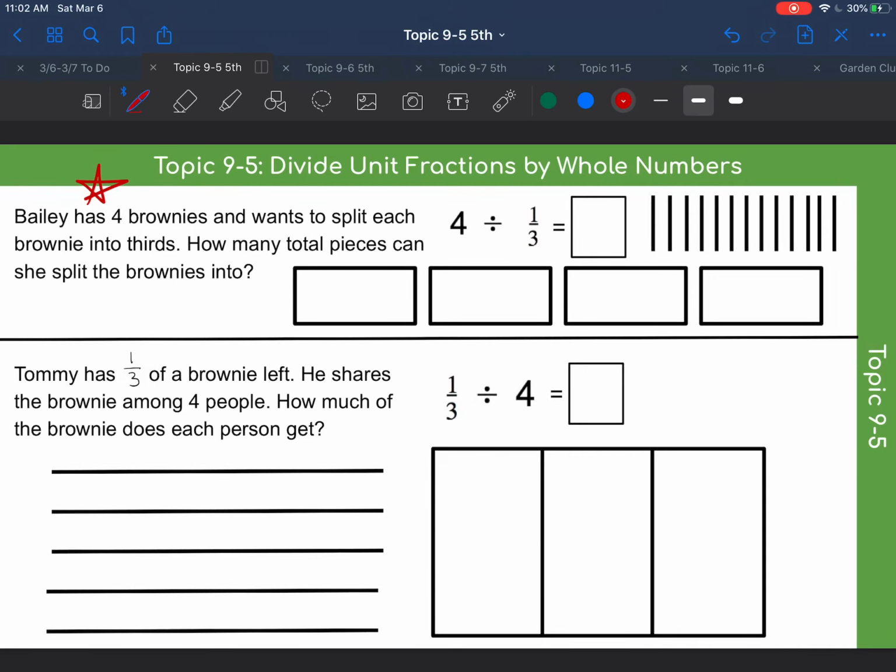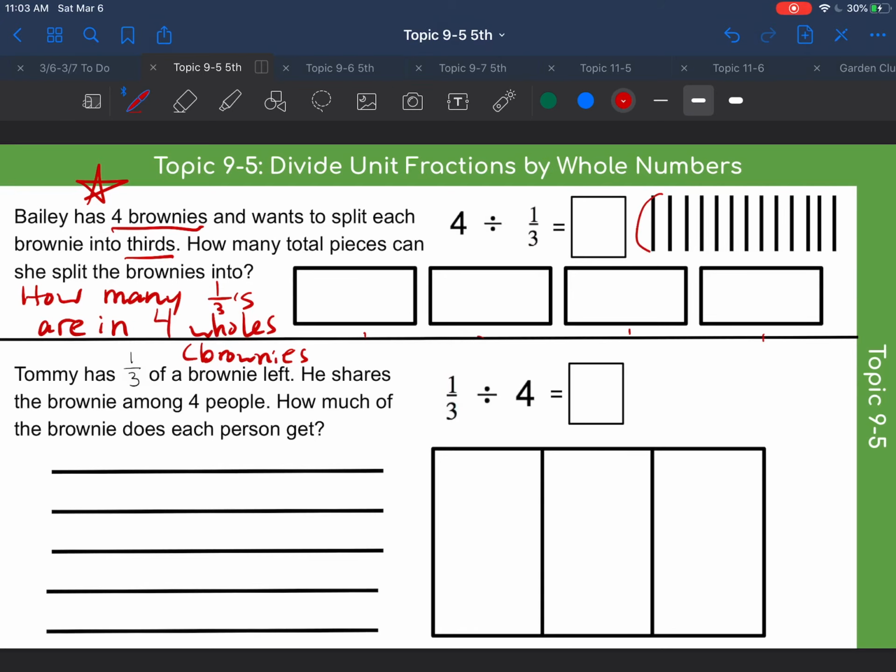So it says Bailey has 4 brownies and wants to split each brownie into thirds. How many total pieces can she split the brownies into? So remember, a little sentence comes up into our head when we're thinking 4 brownies, how many thirds? We're thinking, how many thirds are in 4 wholes? And in this case, 4 brownies. So we have the 4 wholes. And how many sections do we split each whole into? We split it into thirds.